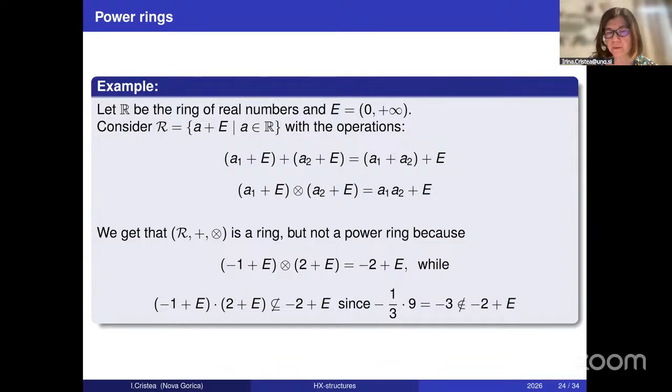multiplication between them, it's not included in the set -2 plus E, because the element -1/3 is in the first set, times 9 is in the second set, gives me -3, which is not included in the interval -2 plus infinity. So not all HX rings are power rings, but they are different structures.